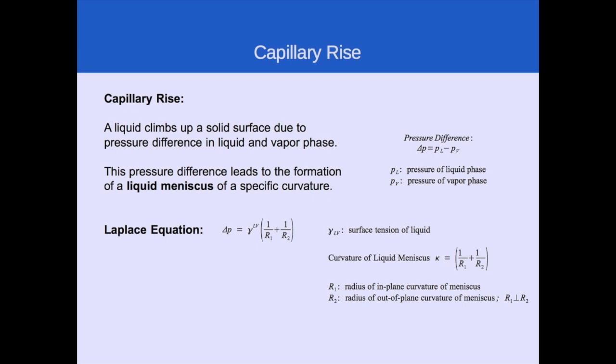And the curvature of the liquid meniscus is described by the two main radii of the liquid meniscus. So there is the radius R1 and R2, whereas R1 is in the plane and R2 is perpendicular to R1, so it's out of plane and describes the out of plane curvature. So the overall curvature of the liquid meniscus depends on the pressure difference. If we have a positive pressure difference, then we talk about a convex meniscus, and if the pressure difference is negative, we will have a concave meniscus.